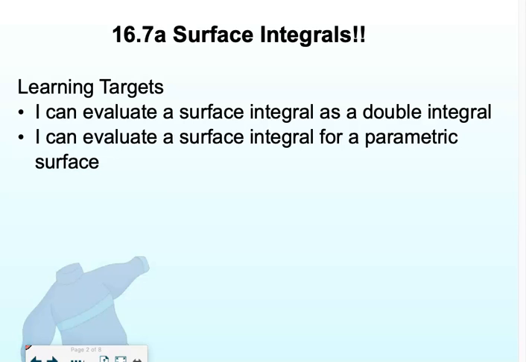We're spending 2 days on surface integrals. Today we're basically just learning how to set them up and evaluate them. And then tomorrow we're learning an application called flux. You will learn 2 types of surface integrals: surface integrals for regularly defined functions with x's and y's and z's, and also how to evaluate surface integrals for parametrically defined functions.